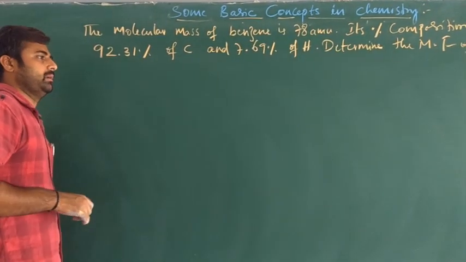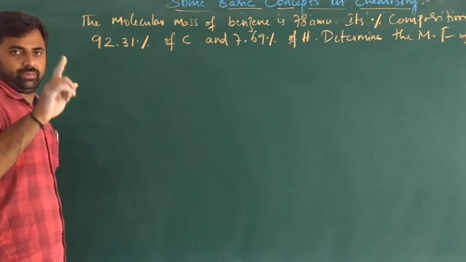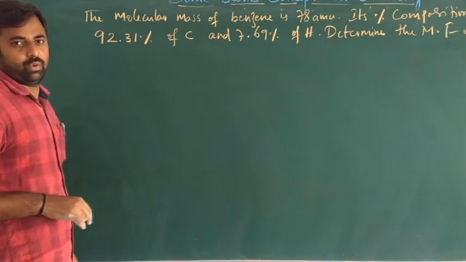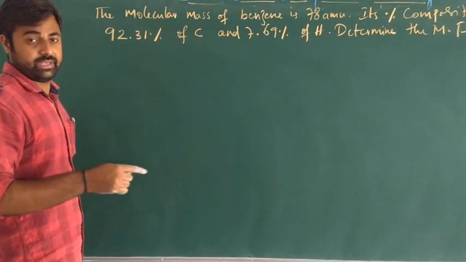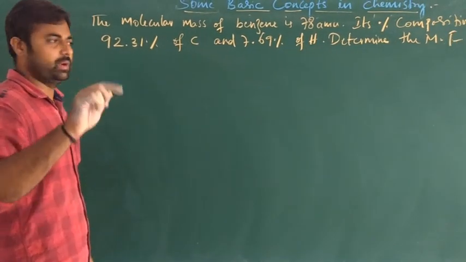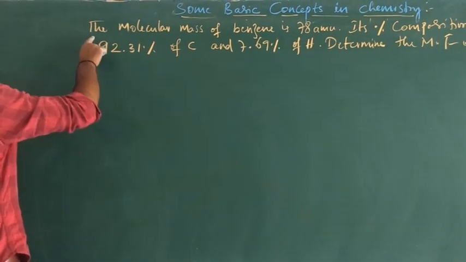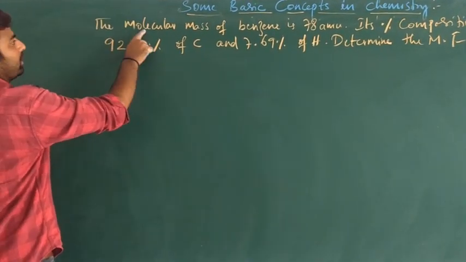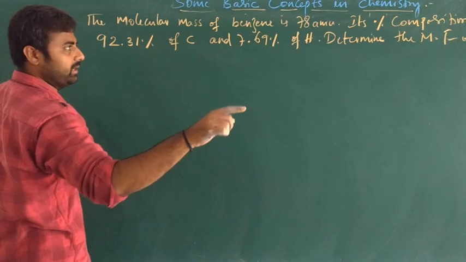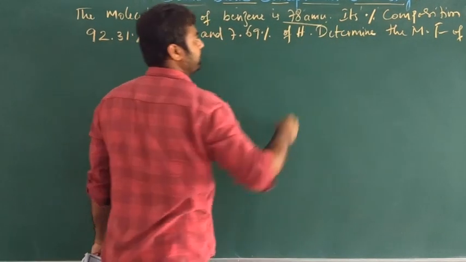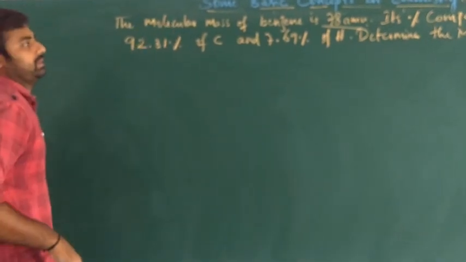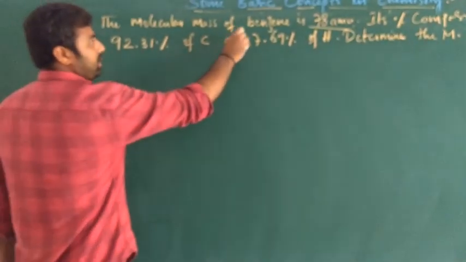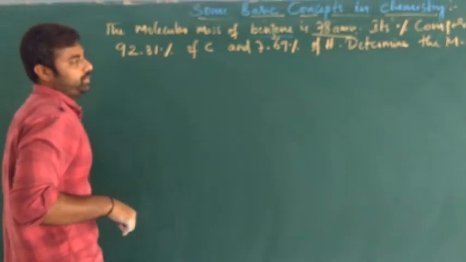Last class, we did one problem based on the empirical formula only, right? Today we are going to solve the problems based on molecular formula. Very important, so you have to listen carefully. The problem will be like this: the molecular mass of benzene is 78 AMU. They have given the molecular mass of benzene.